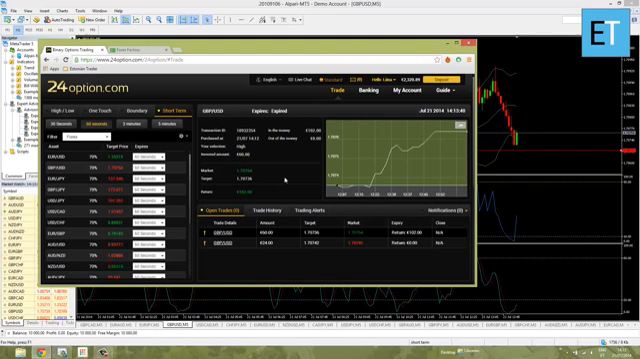So I'll just find a couple of more trades to do. This one has given me a return of 102. So that means I got a profit of 18 euros.